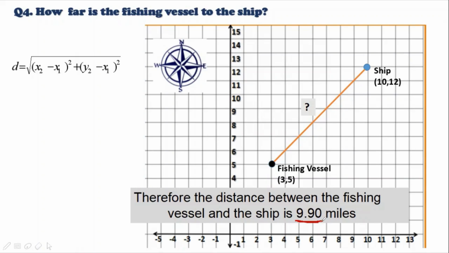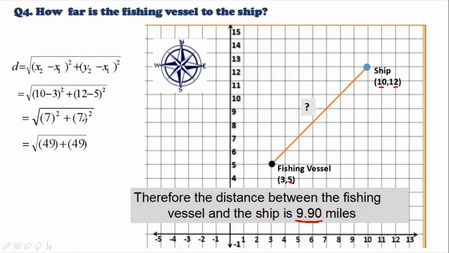So again, using the distance formula, this is our x sub 1, y sub 1. This is our x sub 2 and y sub 2. So we have, again, x sub 2 is 10 minus our x sub 1, 3. Then after that, substitute also the y sub 2, so that is 12, minus the y sub 1, which is 5. Next is simplify. So 10 minus 3 is 7. Then 12 minus 5 is 7 also.